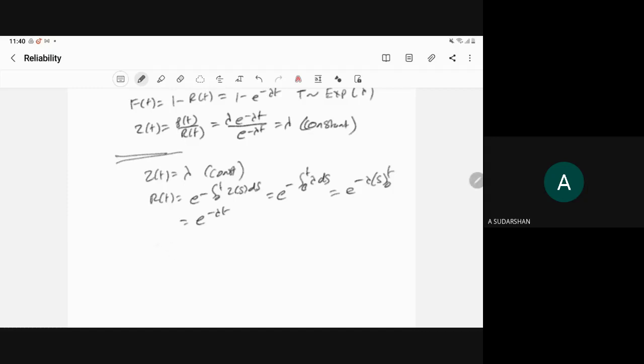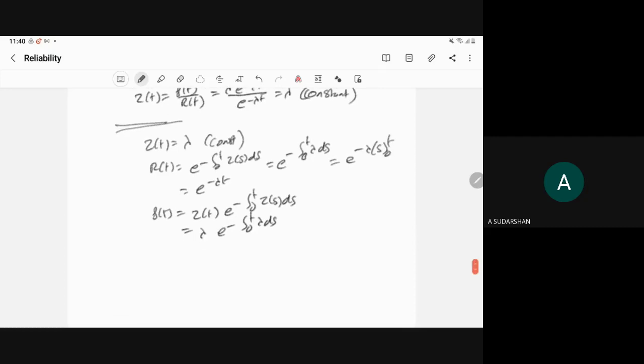Similarly, if you have to compute ft, it is Zt into e to power minus integral 0 to t Zs ds. Here Z is lambda, so it is lambda e to power minus lambda t, as we computed just now. So this is ft. If the hazard rate function is given to you as constant, from there you can compute the PDF and the reliability of a device also.